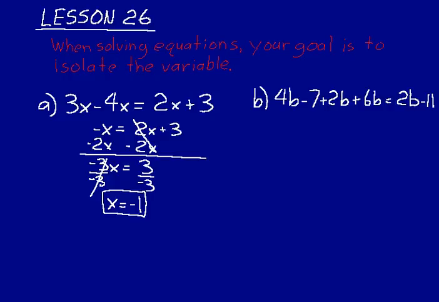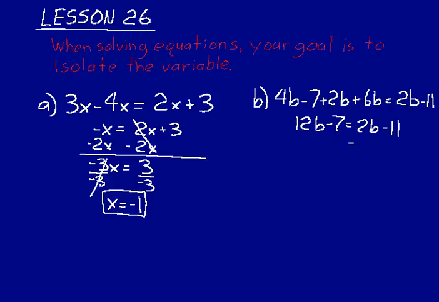If there's more than one variable, we couldn't just solve that equation for a specific number. So we have 4b, 2b, and 6b. Let's go ahead and add those together. That would equal 12b. And then put the negative 7 on there too. And then on the right we have 2b minus 11. Now let's go ahead and get the variable just on one side.